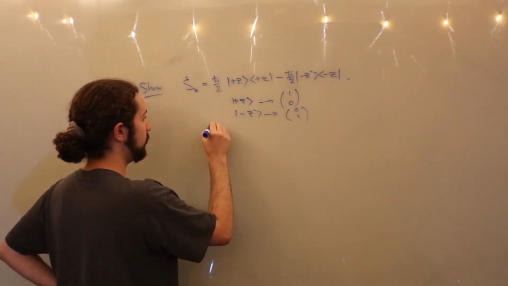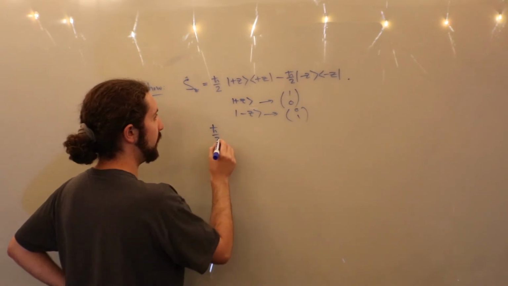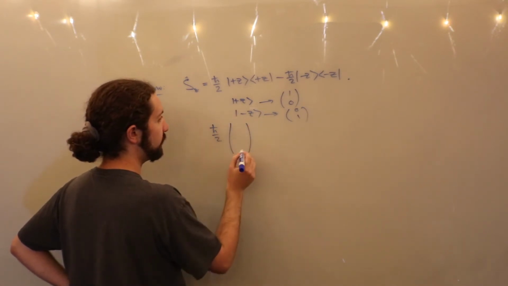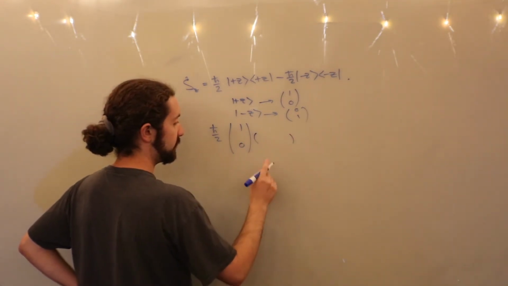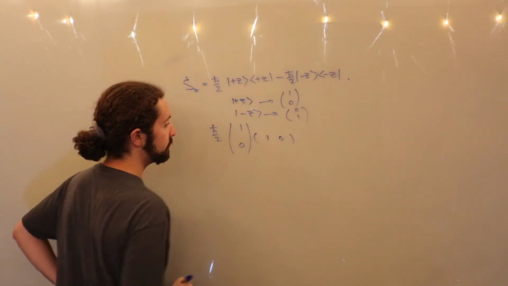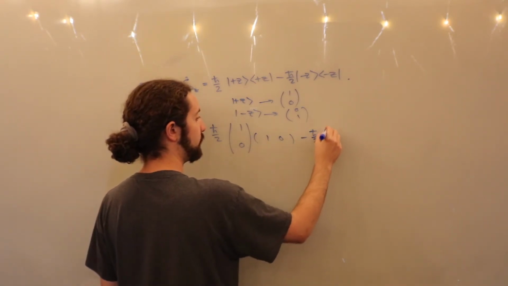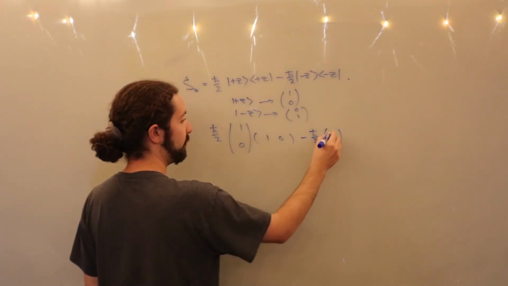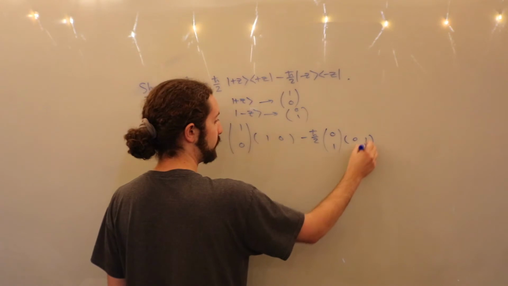All right, so this mess is h bar over 2 times a column vector, 1, 0, then times the dual of that, which is going to be sideways 1, 0, minus h bar over 2 times, once again, column vector, in this case 0, 1, times row vector 0, 1.